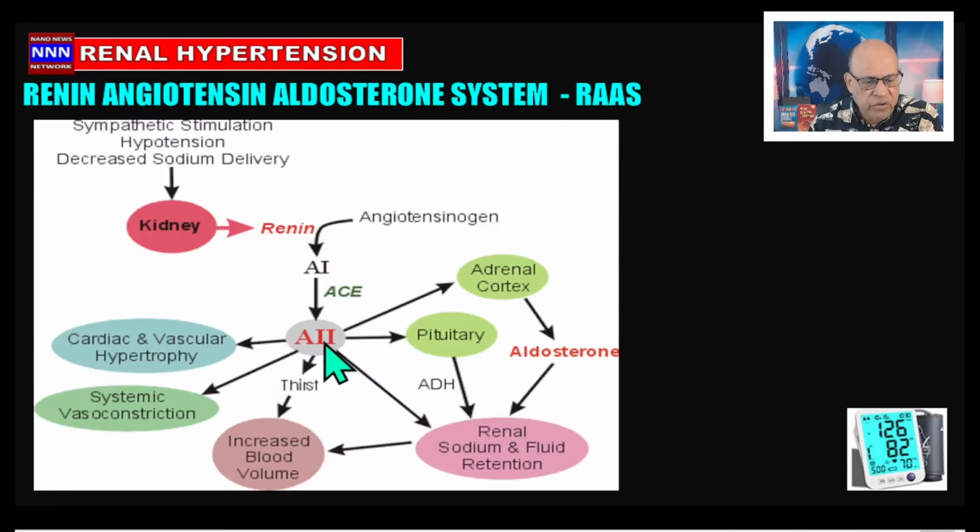In addition to the effects which we already talked about, angiotensin II on the adrenal cortex and the pituitary gland producing ADH, it also acts on the cardiac structure and vascular hypertrophy. It leads to left ventricular hypertrophy and also vascular or muscular hypertrophy of the arteries, leading to systemic vasoconstriction. And I talked about increased thirst and increased blood volume as a result of salt and water retention.